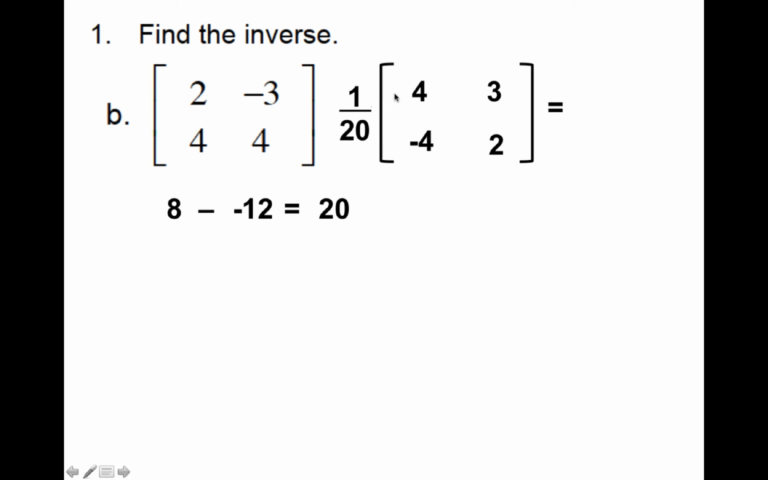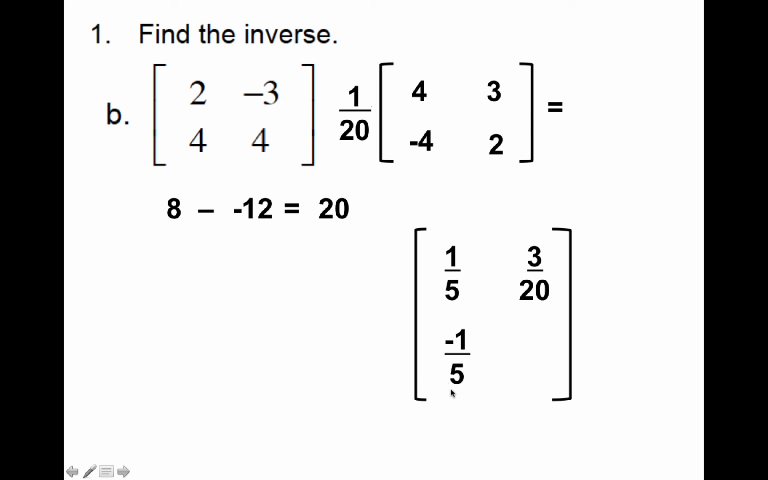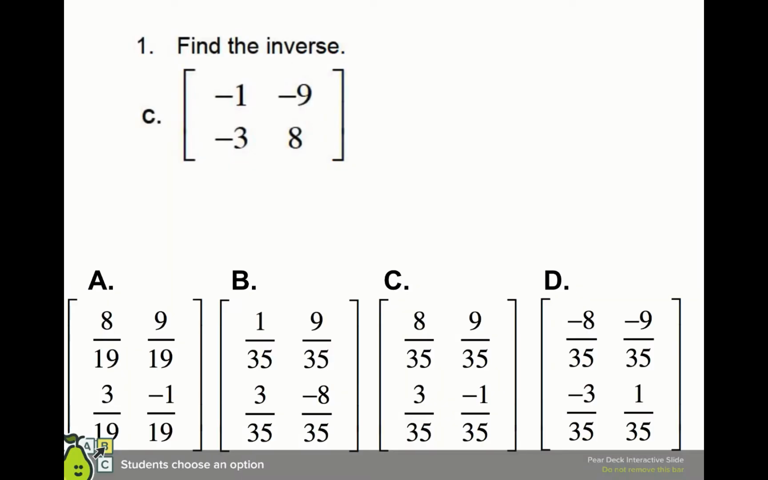Now from here, we can multiply 1 over 20 in. This is basically putting all of these numbers over 20. Notice 4 over 20 reduces to 1 over 5. We have 3 over 20, that does not reduce. This will be negative 4 over 20, that reduces to negative 1 over 5. And then 2 over 20 reduces to 1 over 10. So this is our inverse. Okay, you're up. Go ahead, give C a try. Find the inverse.